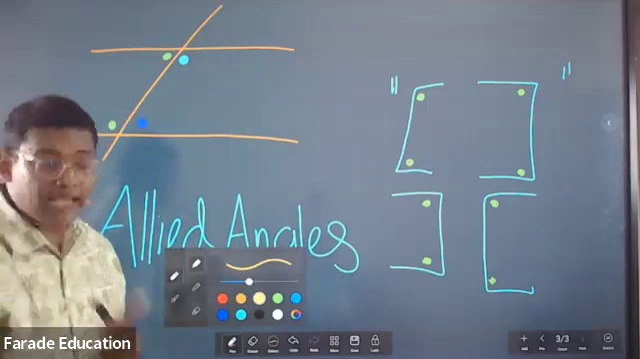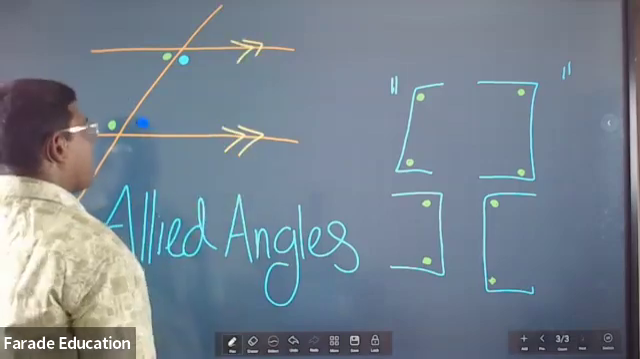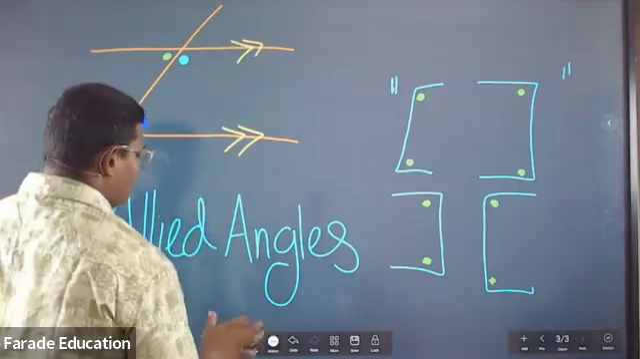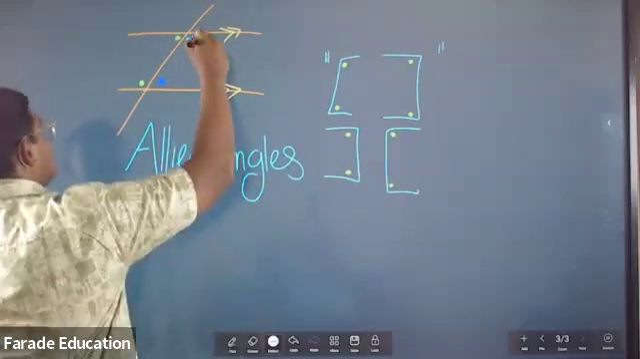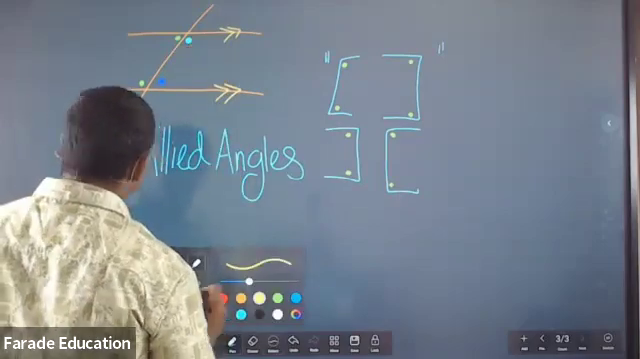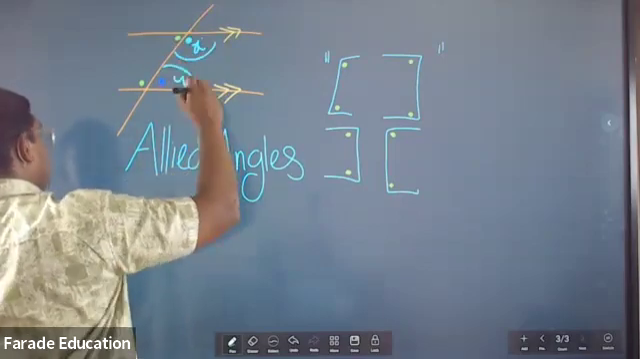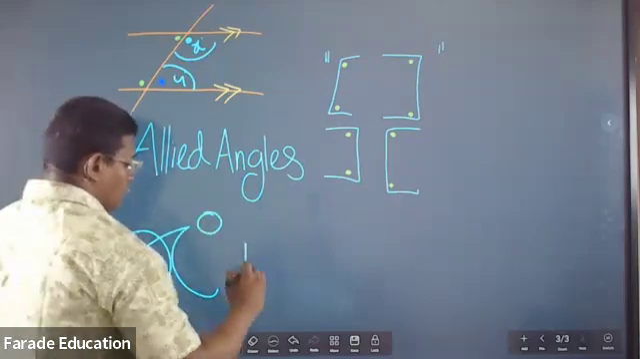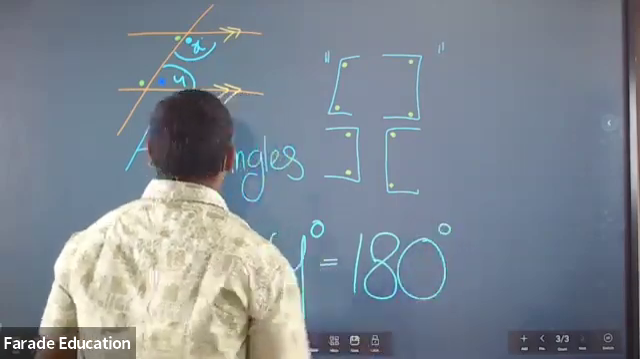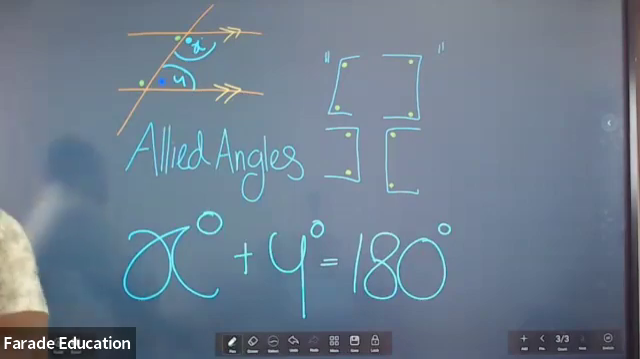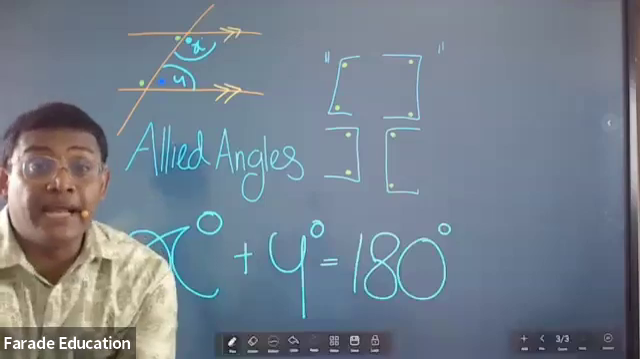If and only if the two lines are parallel, then what happens? The allied angles are supplementary. That means if this is x and if this is y, x plus y equals 180. If and only if the two lines are parallel, the allied angles are supplementary.